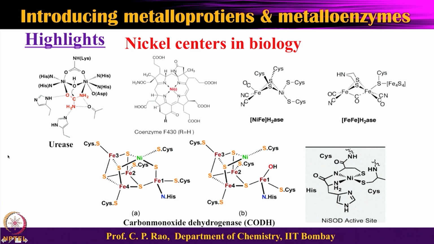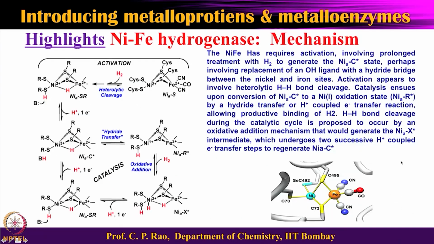Coming to the kinds of nickel centers that you find, this is the dinickel center present in the urease enzyme, which is bound to histidines and aspartate, bridged by a carboxylate group. Then you have the coenzyme factor F430, nickel-iron hydrogenase, and then the carbon monoxide dehydrogenase nickel-carbon centers, and this one in SOD.